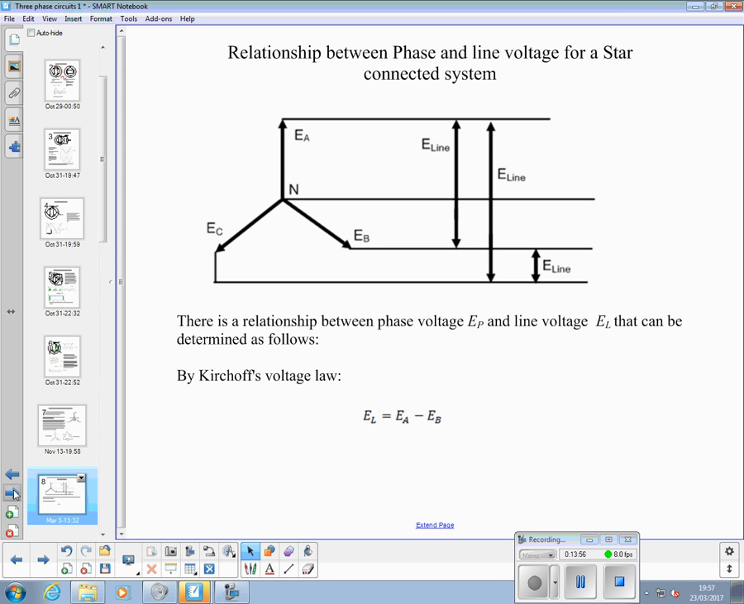So we've got three phases, and then there's a neutral that's taken off the star point. Right? So what we end up with is three lots of line voltage. If we think about two of these phases, these two phases connected to a load. So isolate those two phases there.